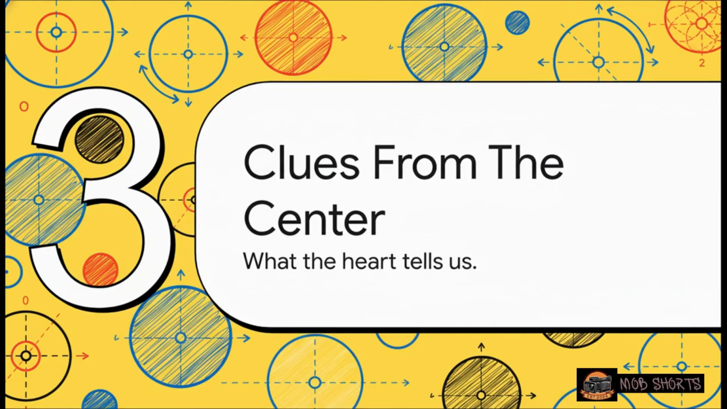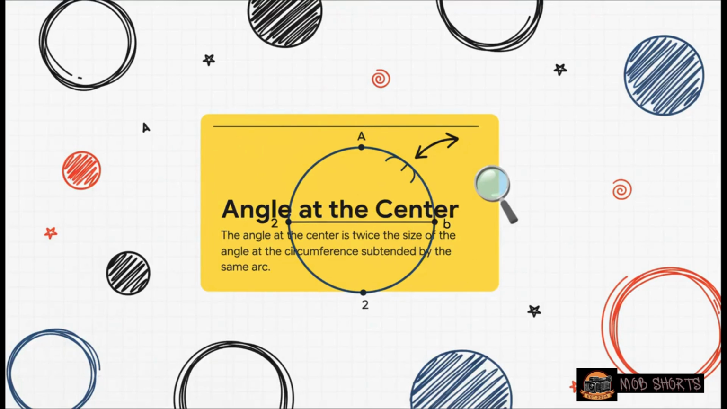Okay, so the basics are down. Now let's start adding some of the really specialized tools to our detective kit. We're going to start with clues that come from the very heart of the circle, the center, which you'll usually see marked with the letter O. Now this first one is an absolute powerhouse, seriously. It connects the angle at the center of the circle directly to an angle on the edge. It's really simple. Whatever angle you have at the center, the angle made by the same arc up on the circumference is always exactly half. Or, put another way, the center angle is double the edge angle.